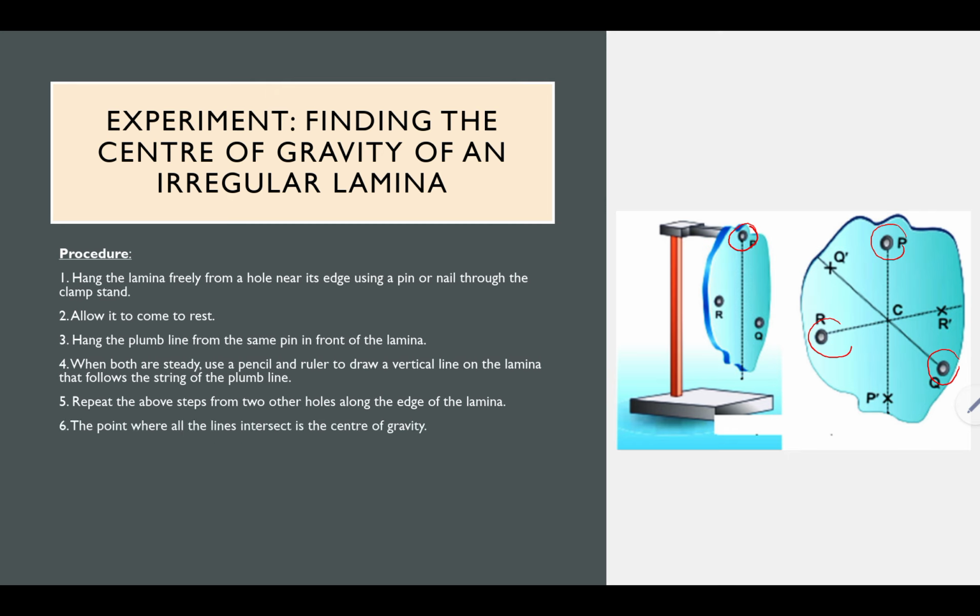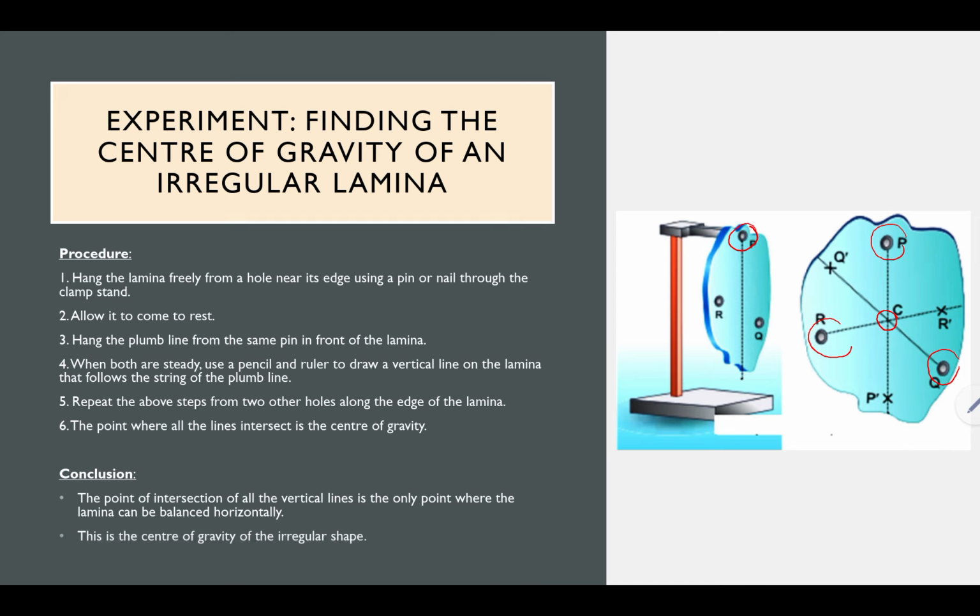When you draw all the lines, eventually you're going to find that they're all intersecting at a certain point, and this is where your center of gravity is. So the point of intersection of all vertical lines is the only point where the lamina can be balanced horizontally. And this is the center of gravity of this irregular shape.